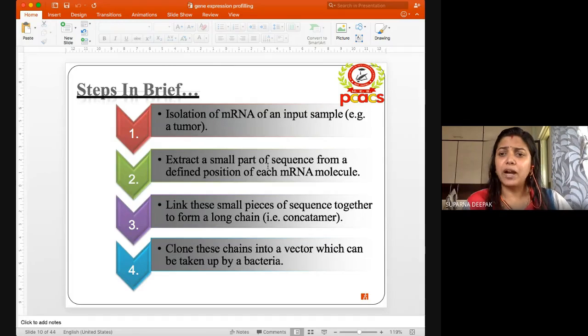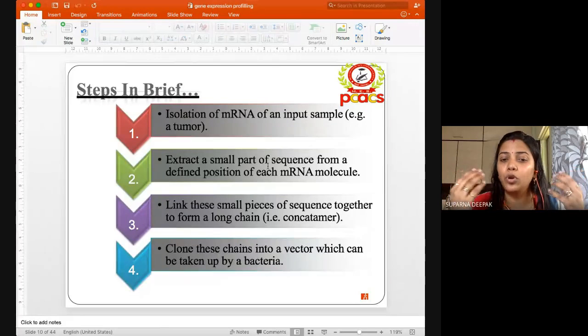How can you excise out parts of an mRNA? Using restriction enzymes. Restriction enzymes will help us take out those specific parts, which are the unique sequences for every particular DNA, mRNA or gene. Now, whatever small pieces you have got, you have to link them one after the other using linkers. We will go in depth on these things, don't worry, so that a concatemer is formed.